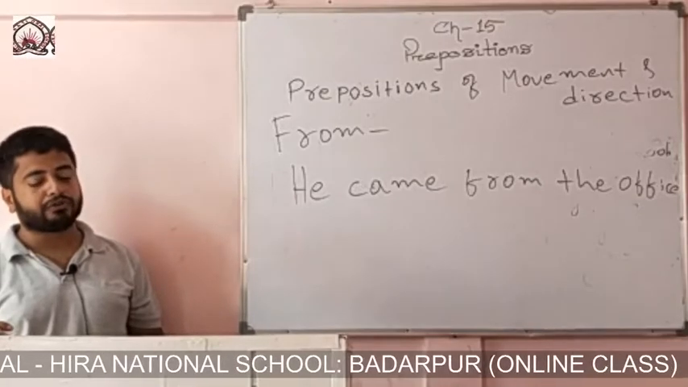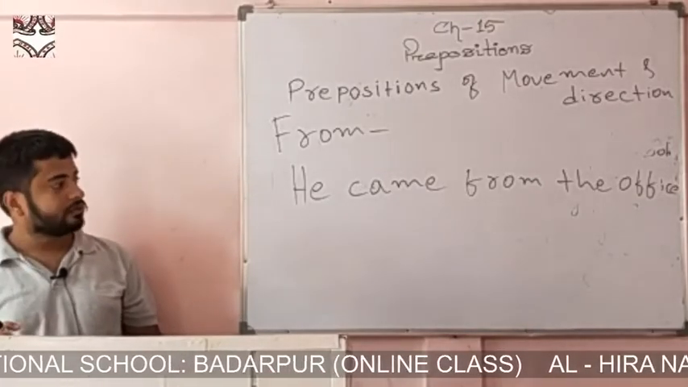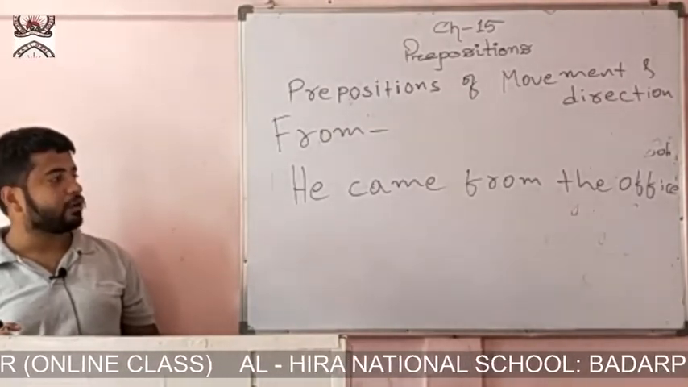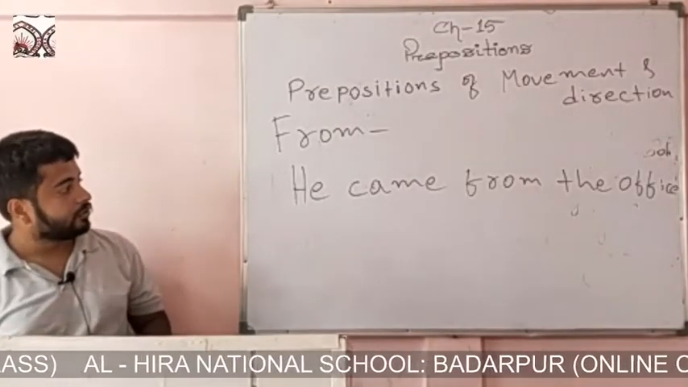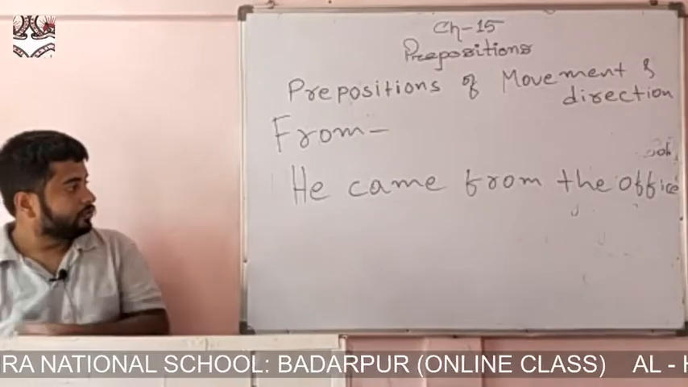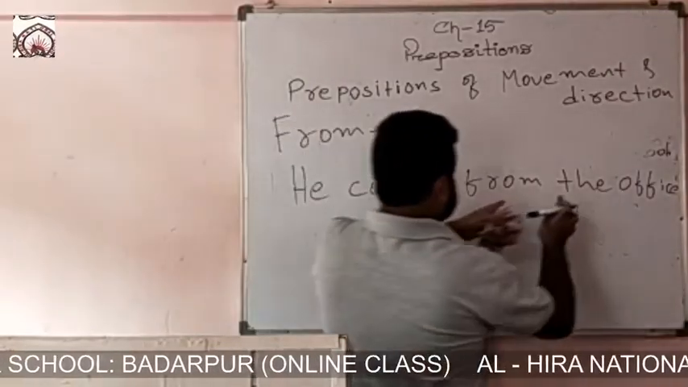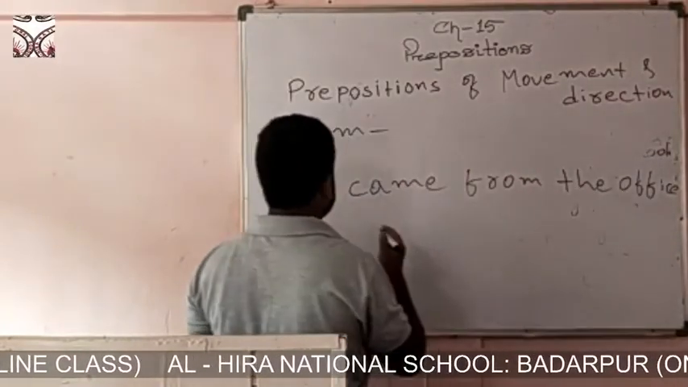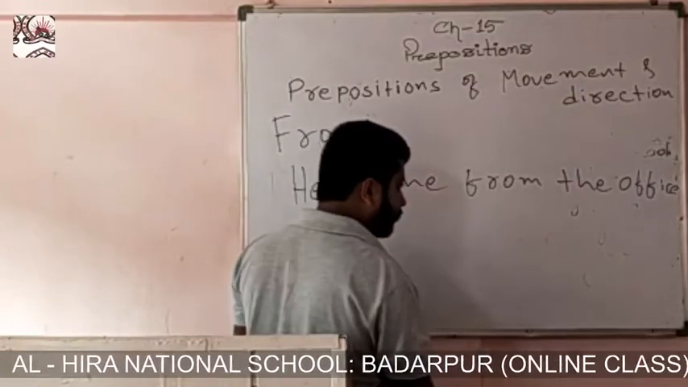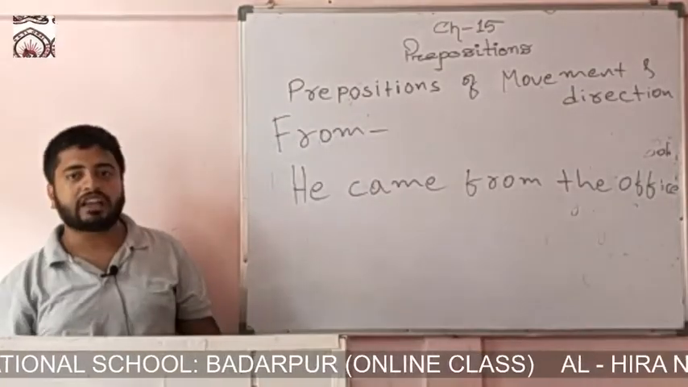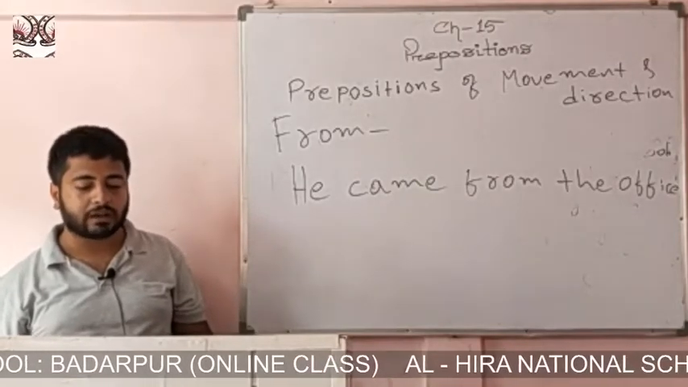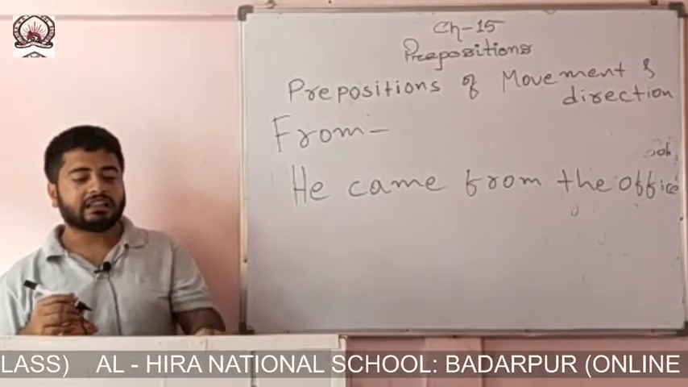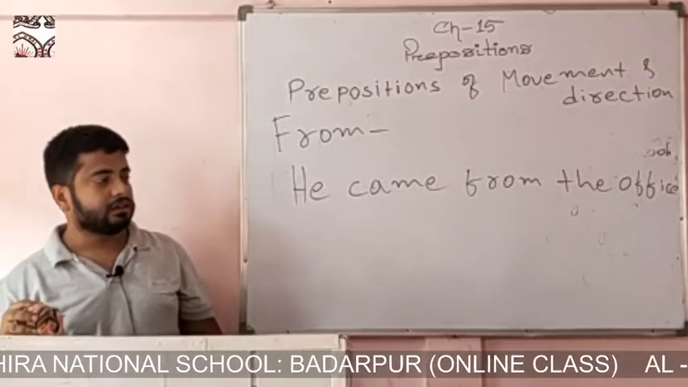So where will we use "from"? "From" is used to show the place where someone or something starts. So he came from the office. That means from there he started and came. He came from the dining hall. He came from the school. He came from the hostel. He came from the market. We can write whatever we want. If we just understand the concept, then we can easily use the preposition.